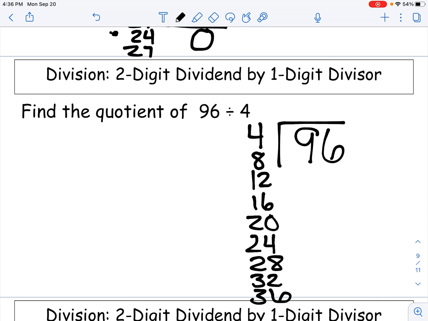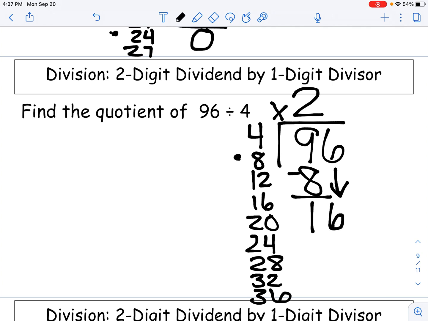in 96. If I have 9, the closest thing I can get is 8. So that would be 2 groups. And 2 times 4 is 8, so I'm going to subtract 9 minus 8, which is 1. Check to see if there's something to bring down, and sure enough, there it is. Bring down my 6. Now I have 16, and I look at my skip counting.